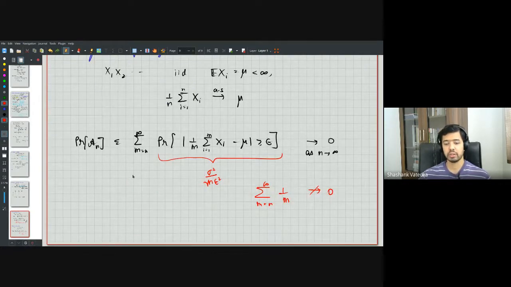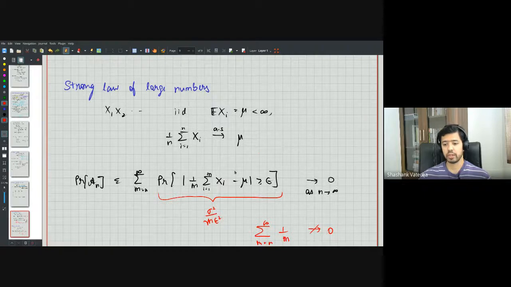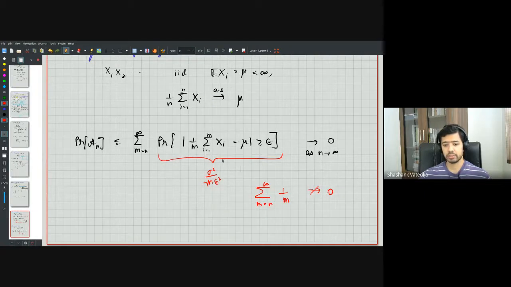So in particular, if you can somehow prove that this quantity is upper bounded by even sigma square, or instead of order 1 over m, if you have an order 1 over m square, then this converges to 0. So in particular, I want you to solve the following homework.